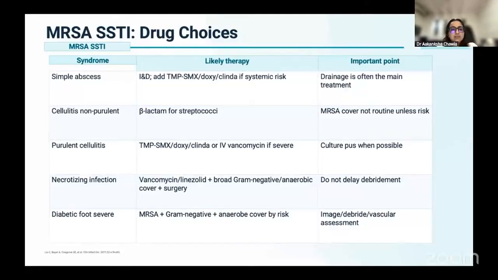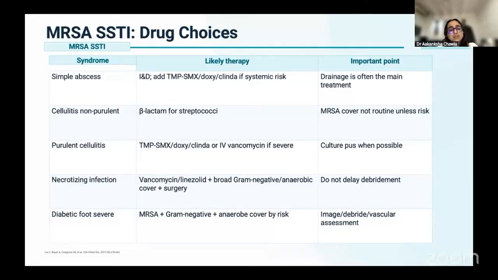For MRSA skin and soft tissue infections, for a simple abscess after the initial incision and drainage, you can give trimethoprim-sulfamethoxazole, doxycycline, and clindamycin if there is a systemic risk. For cellulitis which is non-purulent, a beta-lactam is usually adequate cover. For purulent cellulitis, trimethoprim-sulfamethoxazole, doxycycline, clindamycin, or IV vancomycin if there's severe infection. Necrotizing infection, you have to operate. Do not delay the debridement, and add vancomycin or linezolid plus broad gram-negative and anaerobic cover initially. You may de-escalate later, but initially you must cover all.